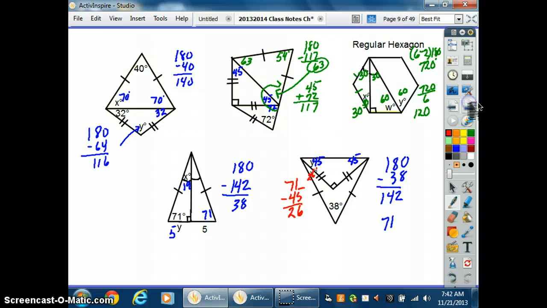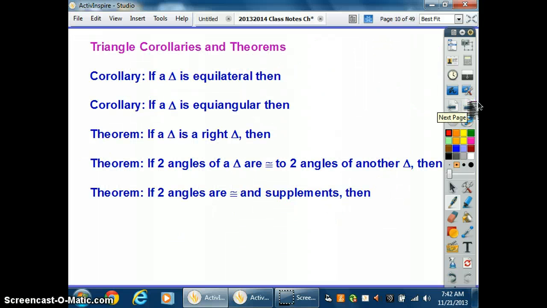Okay, next page. We have some corollaries or different theorems that relate to this idea of the isosceles triangle. An equilateral triangle is a very special isosceles triangle. It has 3 sides congruent. And we can say this about it. If we have a triangle and it's equilateral, the sides all the same, then we know it's also equiangular. All the angles are 60.